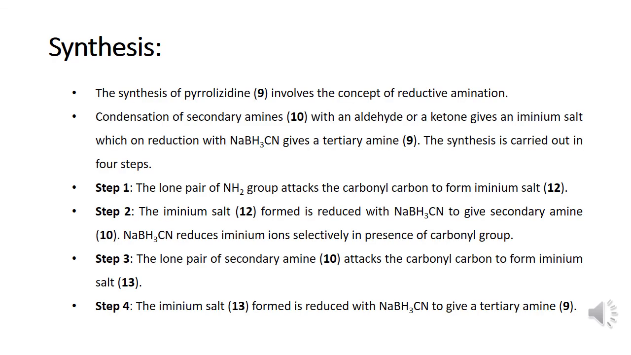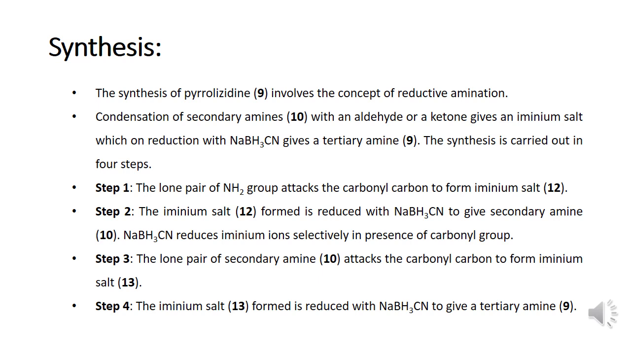Well, after the disconnection, let's see the synthesis. The synthesis of pyrrolizidine, that is structure 9, involves the concept of reductive amination. Condensation of secondary amines, that is of structure 10, with an aldehyde or a ketone gives an iminium salt, which on reduction with NaBH3CN gives a tertiary amine. The synthesis is carried out in four steps.